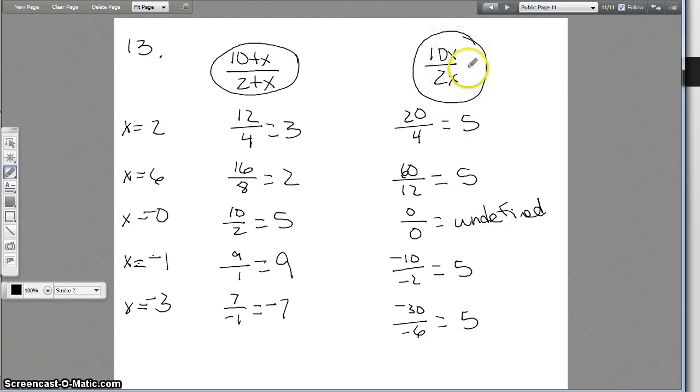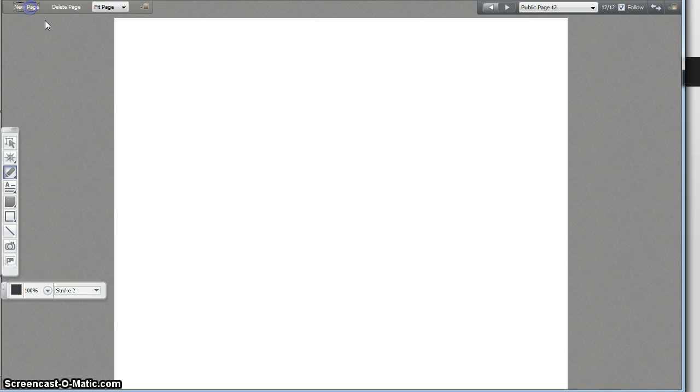If you look at the expression 10x divided by 2x, notice you can divide the numerator and the denominator by x and get 10 divided by 2, which is 5. So that's why you always get 5 no matter what your value is for x, unless your x equals 0, because when your x equals 0, you have an undefined expression. So that was number 13, which is just like number 24 that I assigned as homework. So now let's look at our last part, number 14.